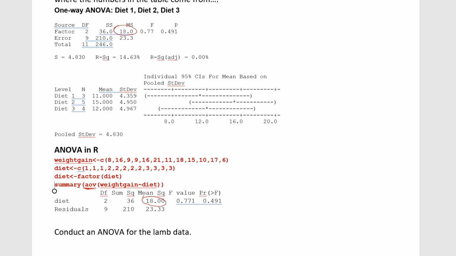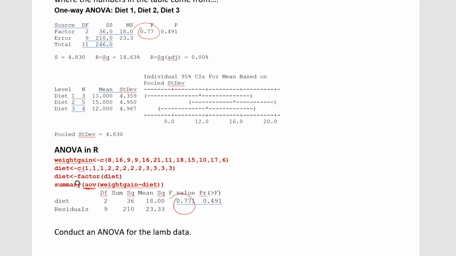Well, remember, a mean square is a sum of squares divided by its degrees of freedom. So that mean square, 18, is the sum of squares for that row, 36, divided by its degrees of freedom, 2. And same with 23.3 for the within group variation. That's 210 divided by 9. So now you can get any of those numbers. If I blank them out on the test, you could fill them in. And then how do we get our F statistic?